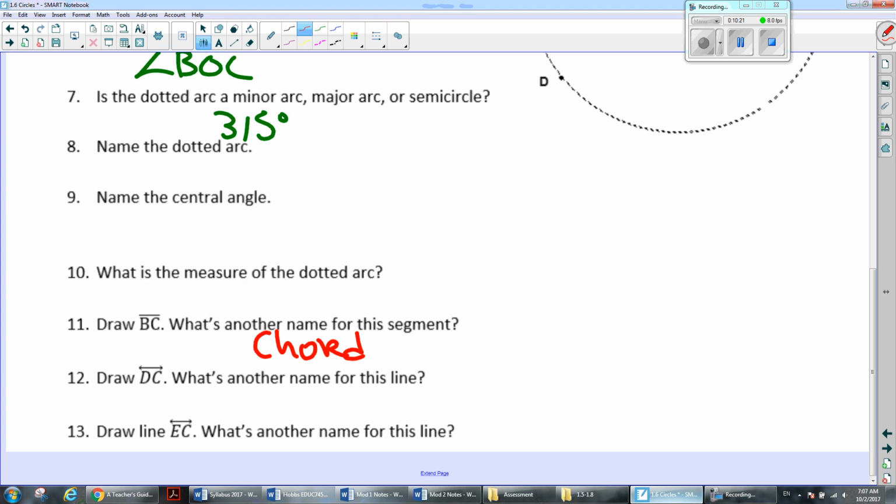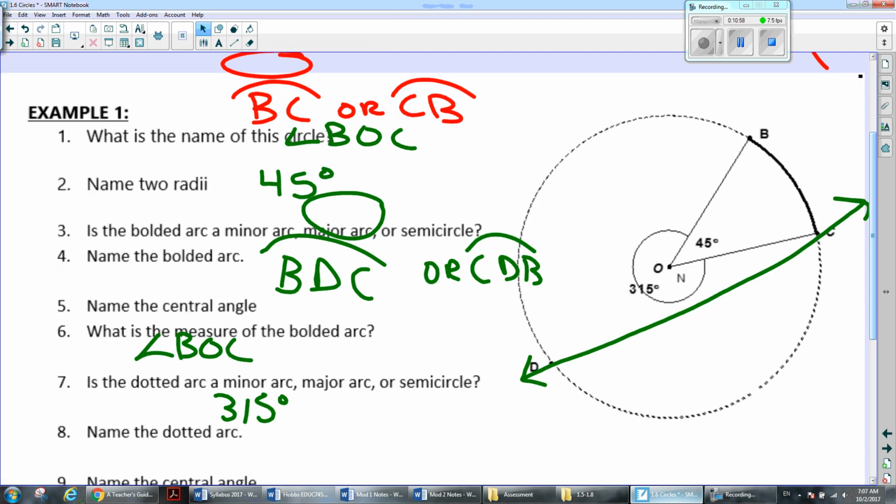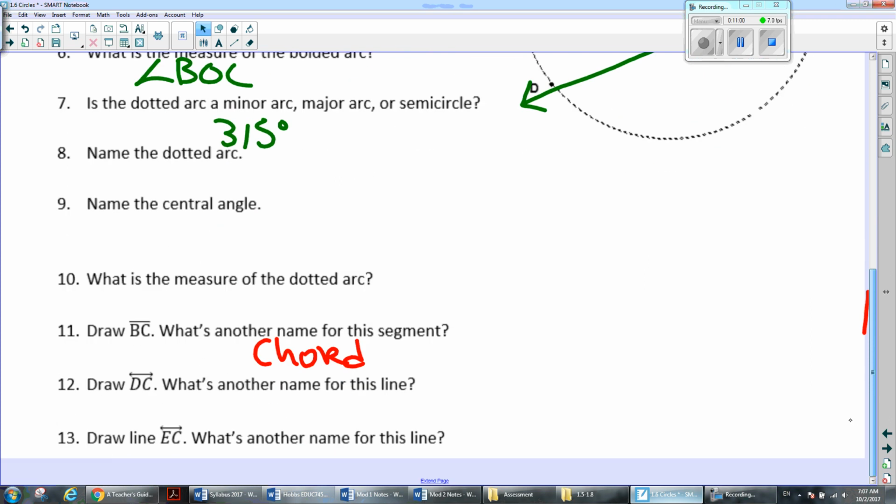If we drew in line DC, what's another name for this line? Okay, so now it's a line going through 2 points on the circle. This would be called a secant.